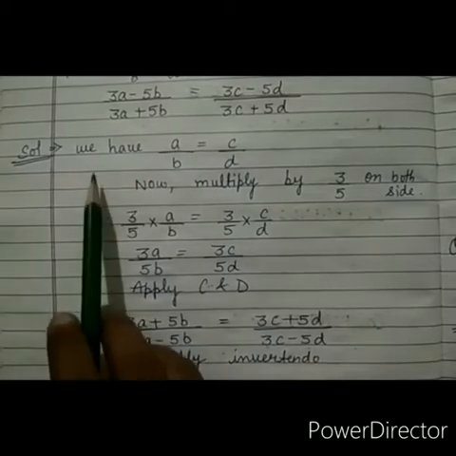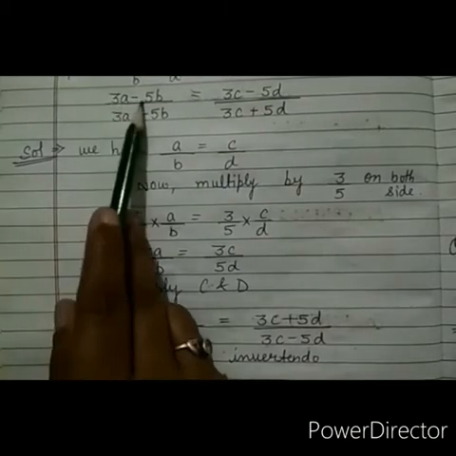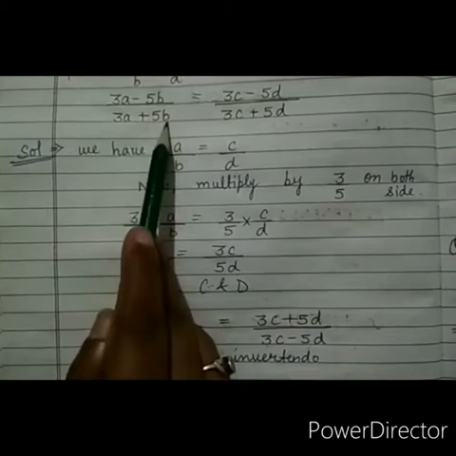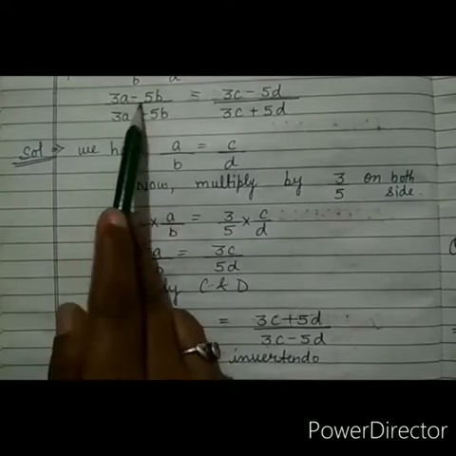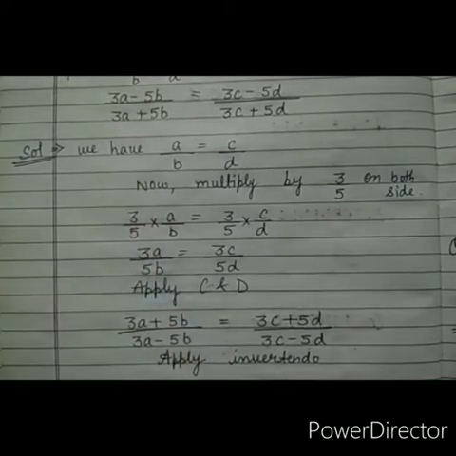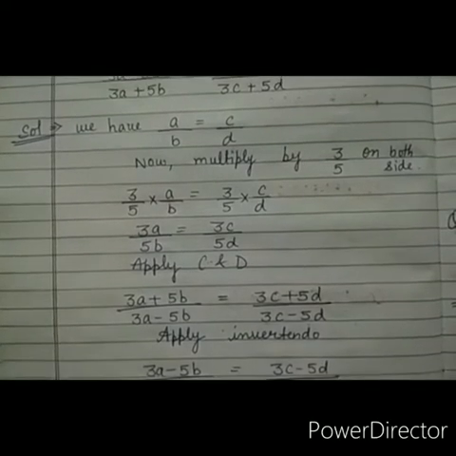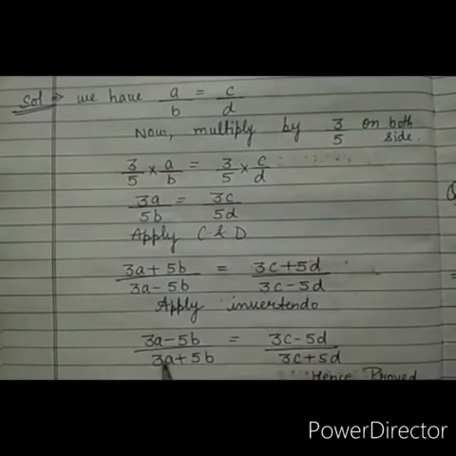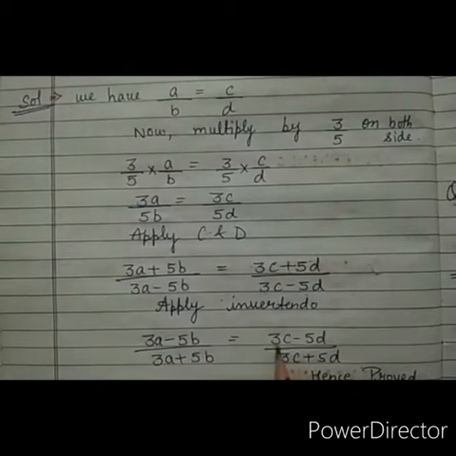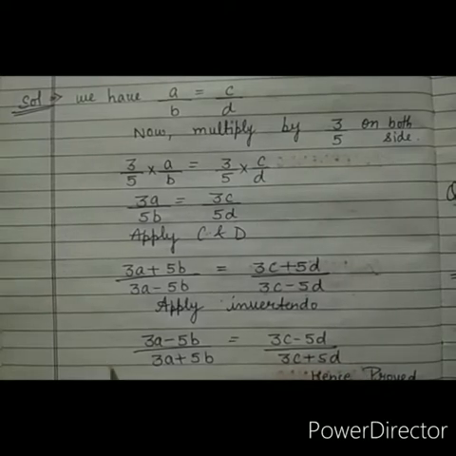Now what we have to prove? 3a minus 5b upon 3a plus 5b. As we can see here, the negative sign is in numerator. Means simply we have to take the reciprocal of that. So according to the property of invertendo, we have to take the reciprocal. So we have 3a minus 5b upon 3a plus 5b is equals to 3c minus 5d upon 3c plus 5d. And this is what we have to prove in the question.